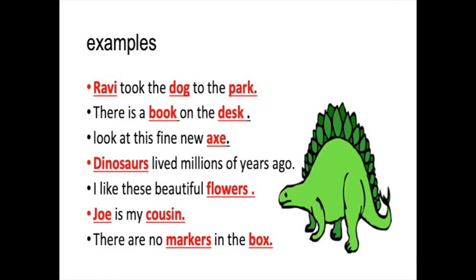Dinosaurs. I like these beautiful flowers. Flowers. Joe is my cousin. Joe and cousin. There are no markers in the box. Markers and box. I'm repeating all the nouns again: Ravi, dog, park, book, desk, eggs, dinosaurs, flowers, Joe, cousin, markers, box. The words which are in red are all nouns.